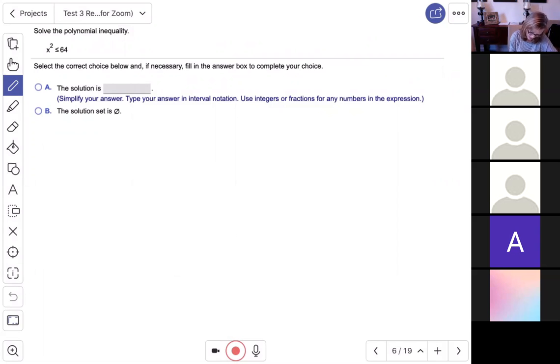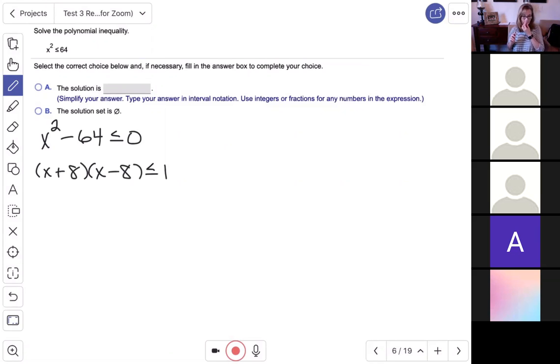All right, so let's look at this one. First things first, before you solve it, you want to get less than or equal to 0 on one side. So subtract 64 to the other side and set it up like that. You want 0. And then factor. So you just got to get it in factored form. And this is the difference of two squares. Right? 8 and 8. Okay, so you get in that form.